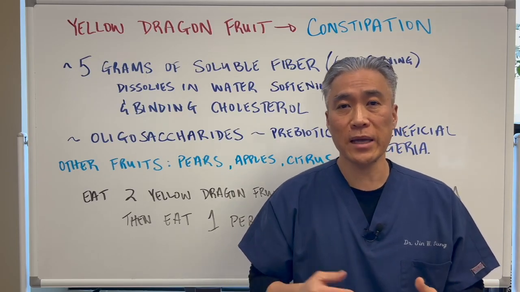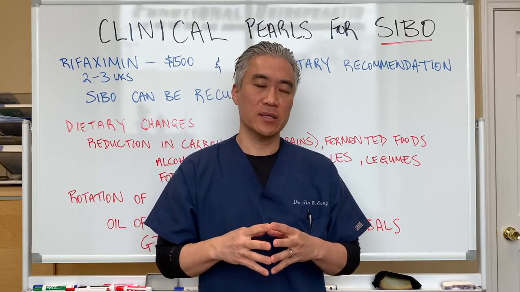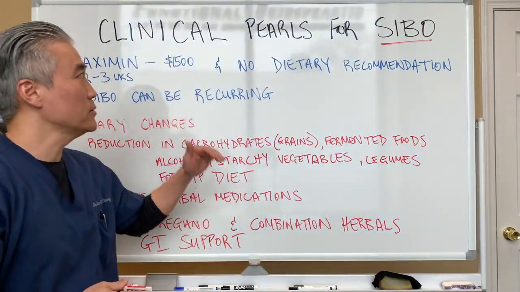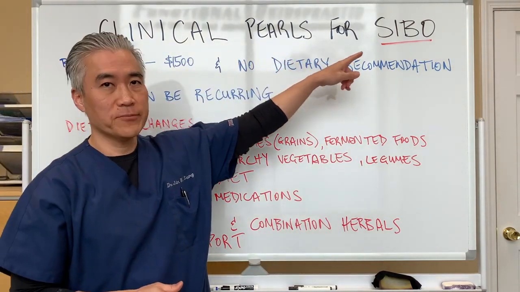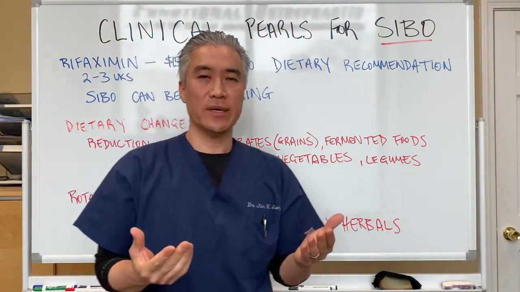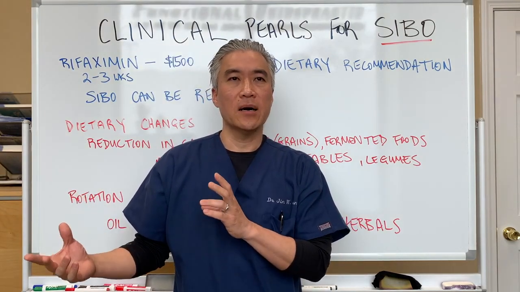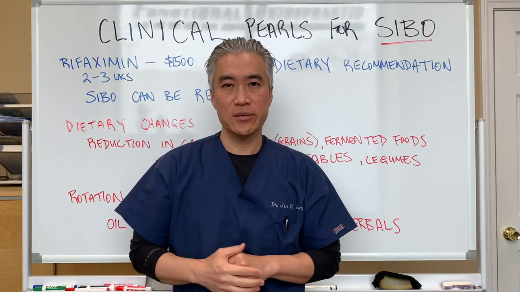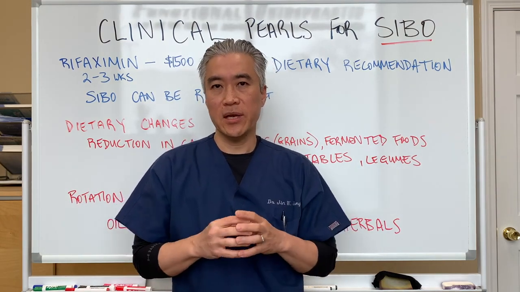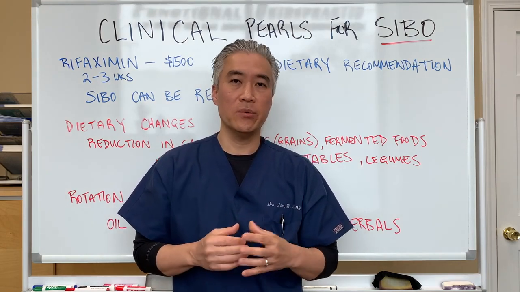All right? Today we're going to talk about SIBO, or small intestinal bowel overgrowth. What are the clinical pearls for SIBO, right? So what is SIBO, right? Basically, you have bacteria that's abundant in the large intestine that sneak into the small intestine and overgrows, right? That's the basic definition of SIBO.